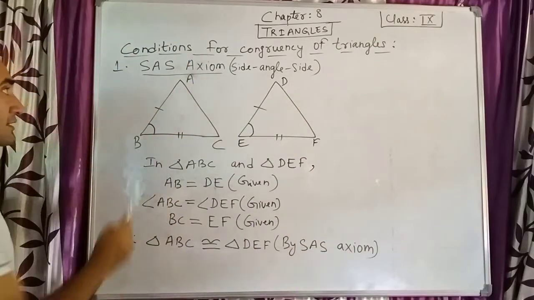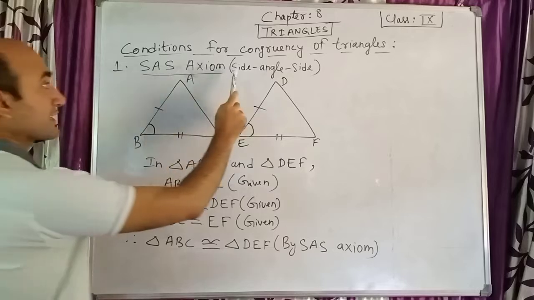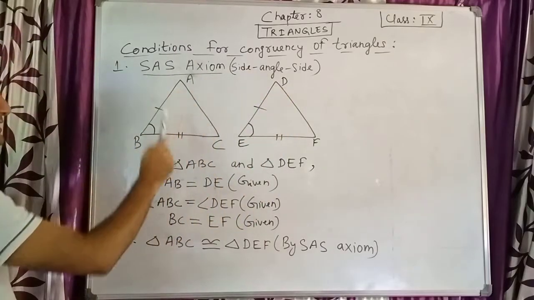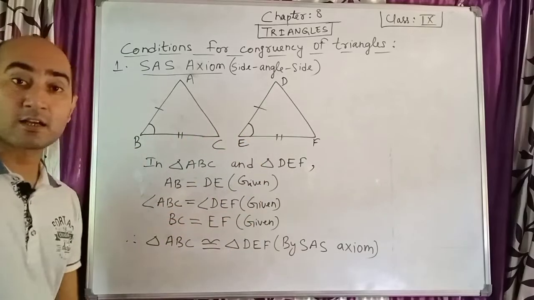The first condition is side angle side. Here I have written the side angle side axiom. By the condition of side angle side, two triangles can be said to be congruent.